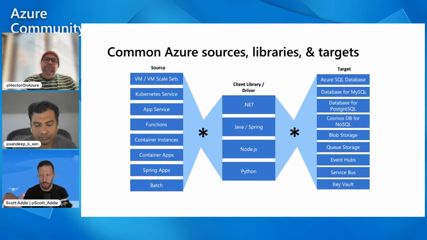You see three distinct columns on this slide, and what I want you to focus on first is the left side of this slide. It's that source column. These are the major Azure compute services that have managed identity support today. So the idea is you take your compute service, enable managed identity there, and then flow to the right in this slide and determine which client library or driver do I need to use to connect to the desired target service on the far right-hand side of the slide.